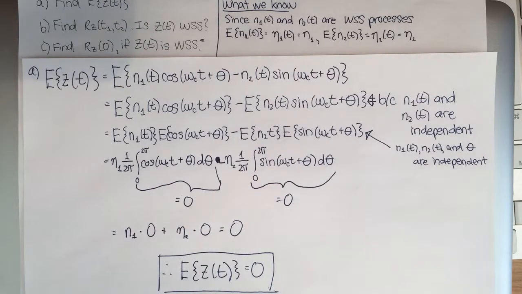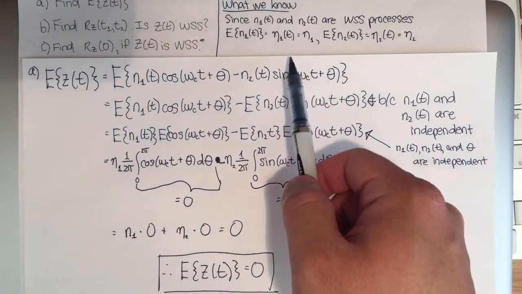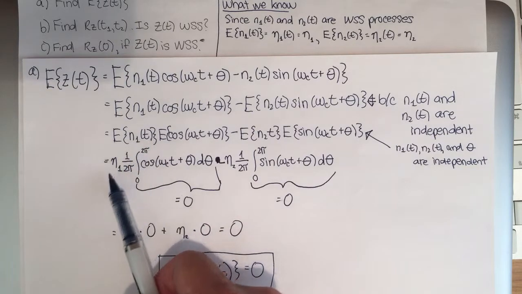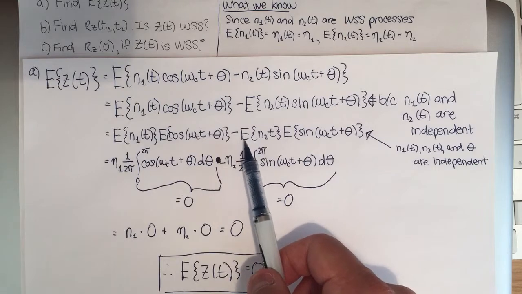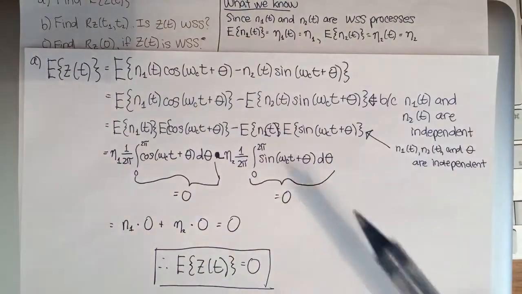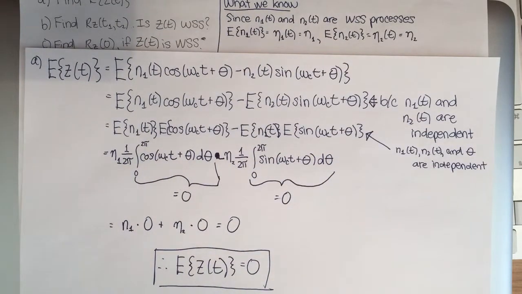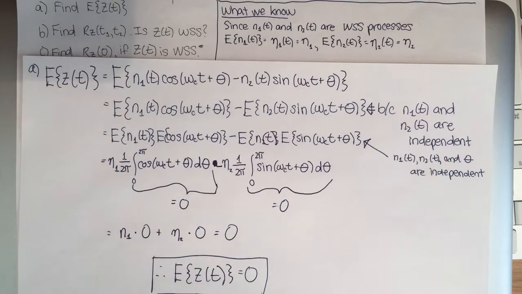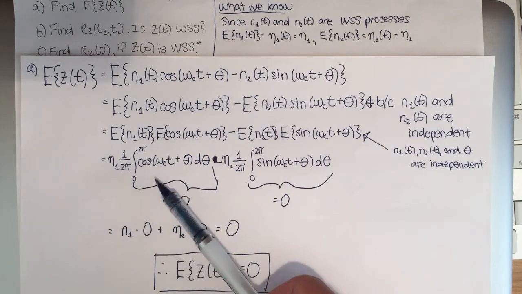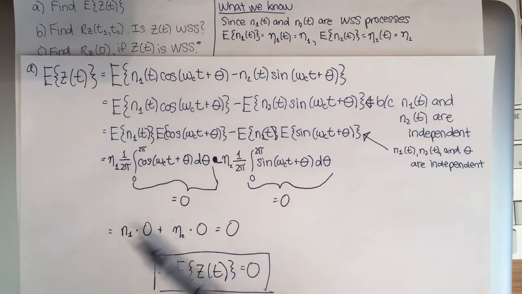And eventually I arrived at this. Right here, the expected value of n1 of t, as we said before, is equal to a constant eta 1, so I put that right there. This right here equals this. Same thing goes for the expected value of n2 of t. Let me put parentheses around that. Right here we have eta 2, okay? And this expected value of cosine of omega ct plus theta is actually also equal to the integral from 0 to 2 pi of cosine of omega ct plus theta d theta. And same thing goes for here, sine of omega ct plus theta d theta.